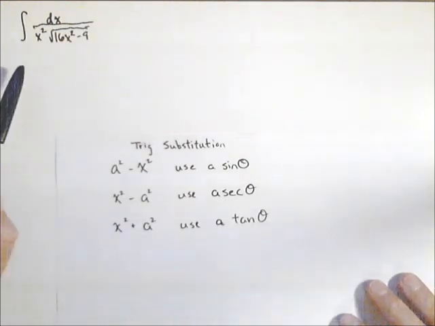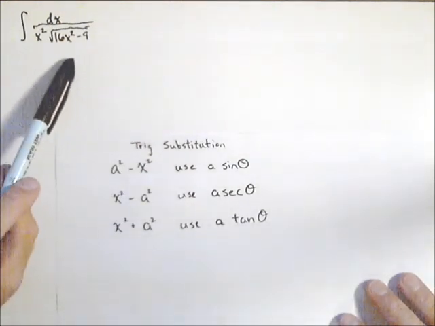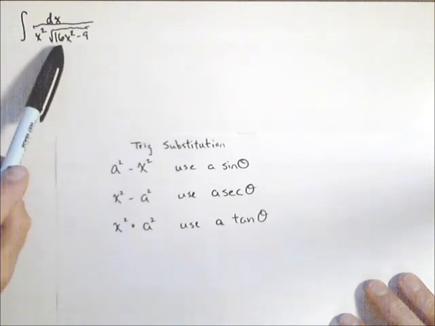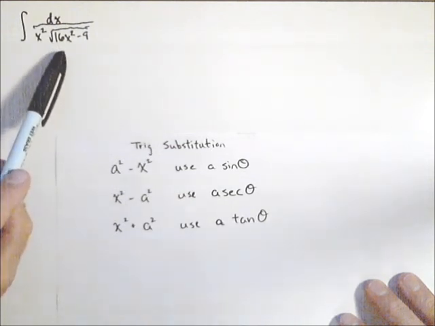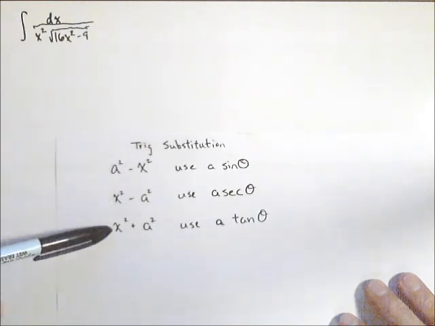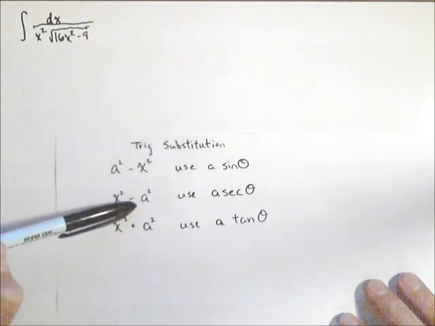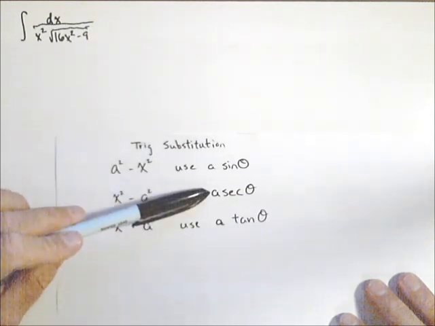Looking at this antiderivative, notice we see the 16x squared minus 9 under a radical. That's a hint that trig substitution may be good for us. Now here's our basic trig substitutions. Notice when it's x squared minus a squared, we want to use a secant theta.